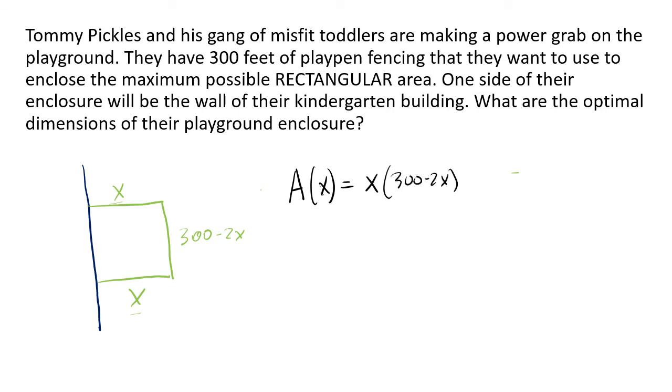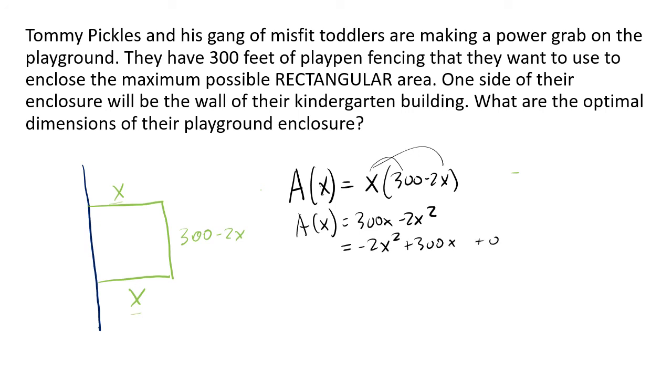Now this isn't a particularly useful form. If I wanted to find the zeros of this, yeah, easy, right? 0 and 150. But if I want to find a maximum, that's the vertex. So we're going to multiply this out, and we're going to get A(x) equals 300x minus 2x squared. If we rearrange this into standard polynomial form, with decreasing orders of exponents: negative 2x squared plus 300x plus 0, right?